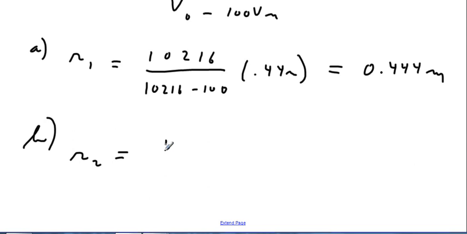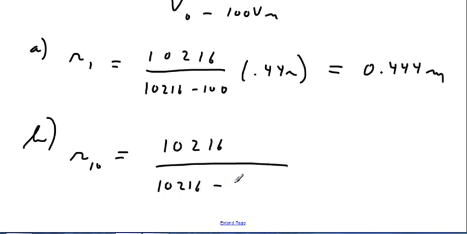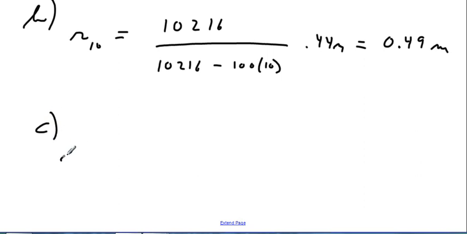Part B, R2, not R2, but R10, the 10th equidistant sphere. Who designed this problem? Divided by 10,216 minus 100 times 10 times 0.44 meters. And that's going to give us 0.49 meters.